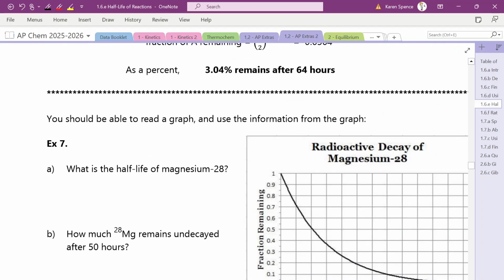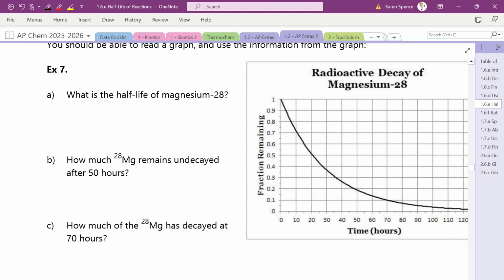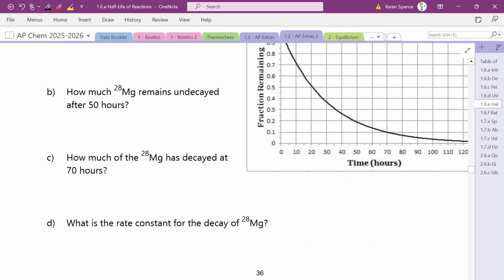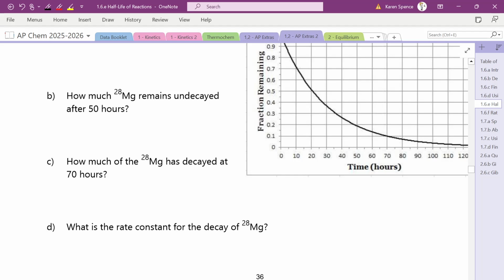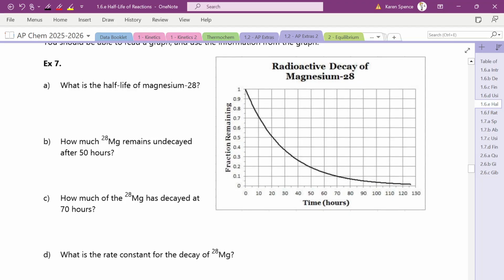You should be able to read a graph and get information from the graph. What is the half-life of magnesium-28? How much remains after 50 hours and how much has decayed at 70 hours? And what is the rate constant for the decay of Mg-28? Try those questions there, please.